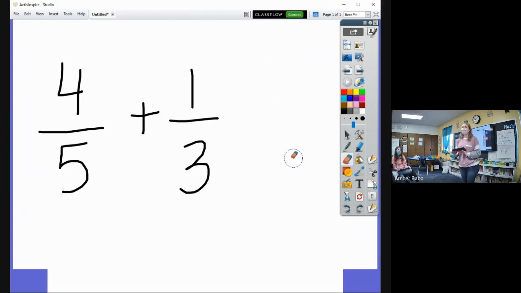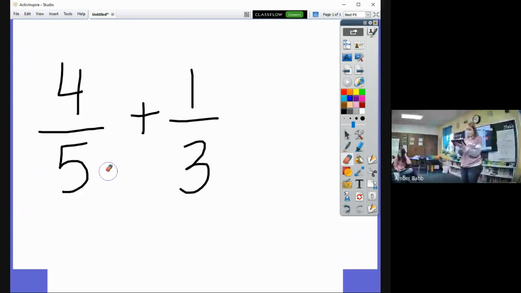It's kind of like when we found equivalent fractions. So what can these both turn into? Looking at these denominators, what could I multiply 5 by and get an answer that I could also multiply the 3 by? 5 times 3. So you can always just multiply them by each other. I can take this whole fraction and multiply it by 3. Take this whole fraction and multiply it by 5. Okay, so let's see how that works.